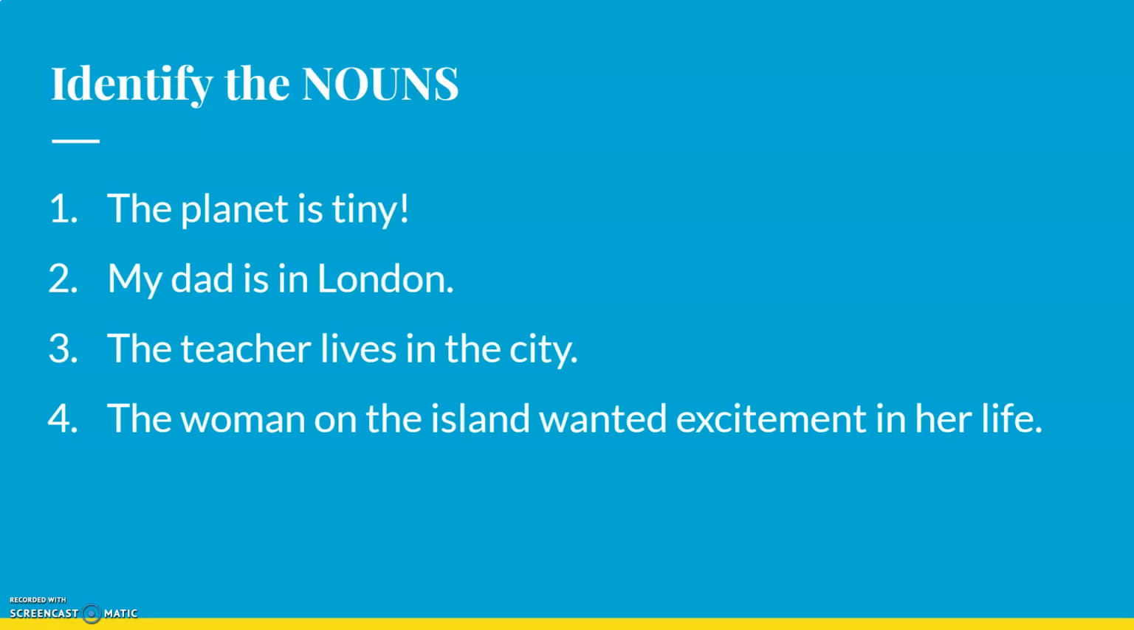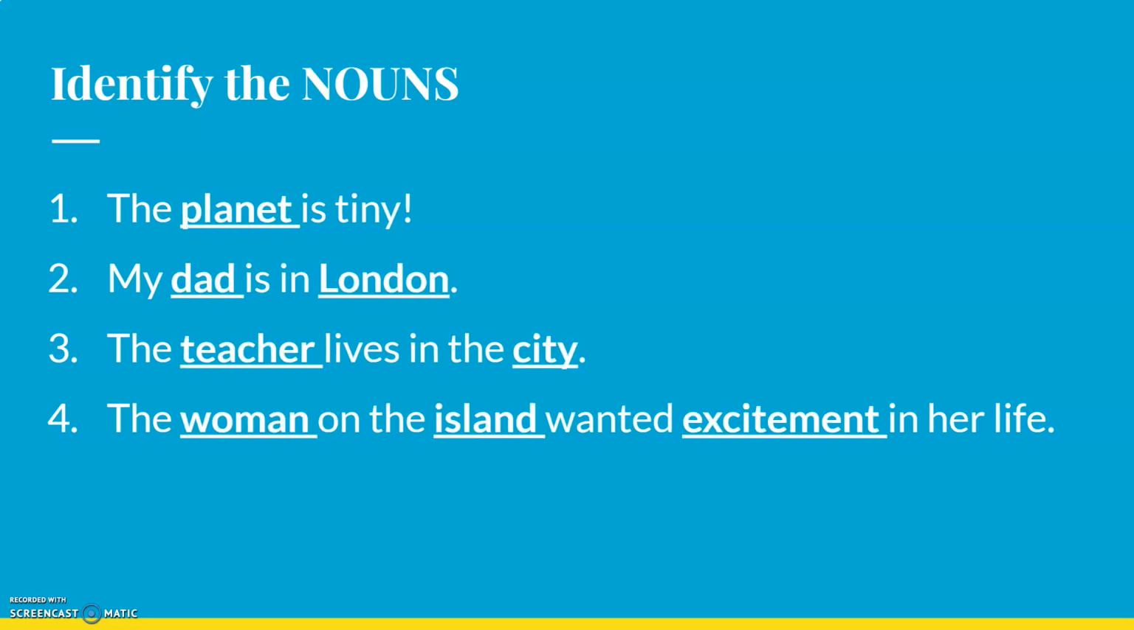Next, identify the nouns. The planet is tiny. My dad is in London. The teacher lives in the city. The woman on the island wanted excitement in her life. Remember what nouns are and find the nouns. All right. Planet, dad, London, teacher, city, woman, island, excitement.